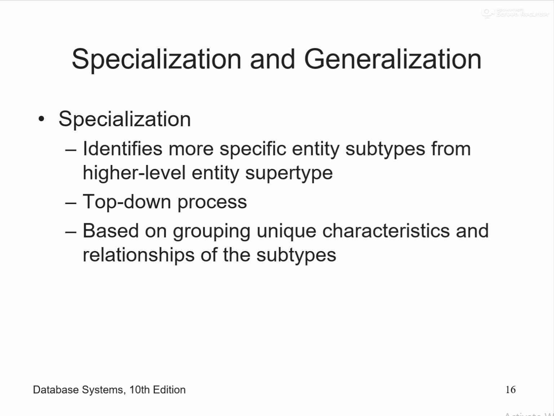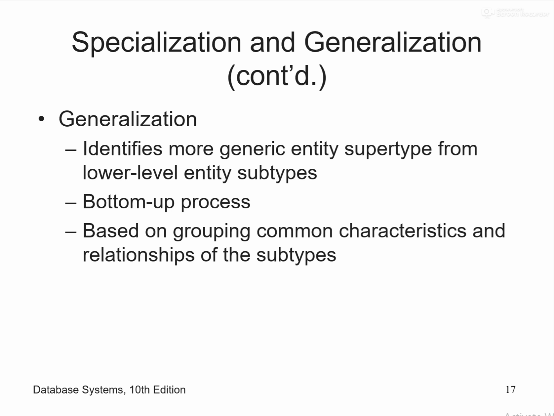And specialization is based on grouping the unique characteristics and relationships of the subtype. Like if we look at the aviation example, you need specialization to identify multiple entity subtypes from the original employee supertype. We first consider the supertype employee, and then, based on different unique characteristics and relationships, we find that employee can be further subdivided into mechanic, accountant, and pilot.